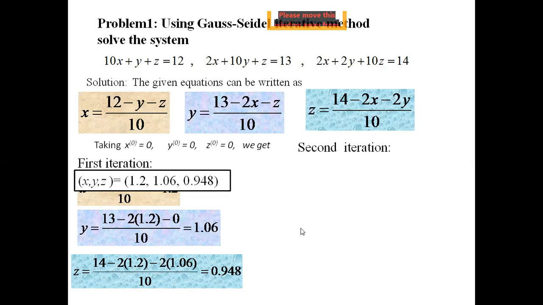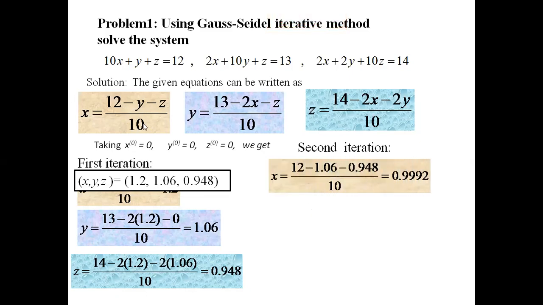So in the second iteration, how to get the value of x here? For x, it is the iteration formula, 12 minus y minus z by 10. For y, this value substitute, y is equal to 1.06, and for z, 0.948 you got. So I got a new value for x, that is 0.9992. Earlier value was 1.2. Before that, I got 0. Initially, I chose it to be 0. Next, I got 1.2. Here I got 0.9992.